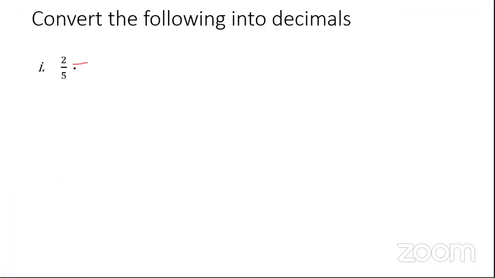So we said this is 0.4. Then 5 over 8. So we shall have 5 inside and then divide it by 8.